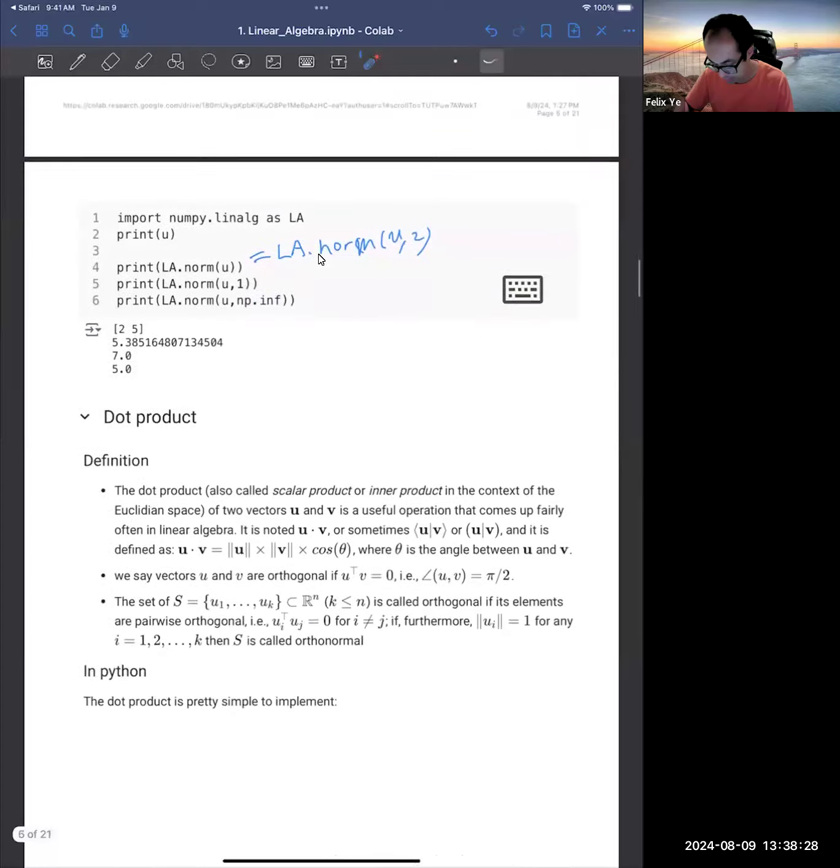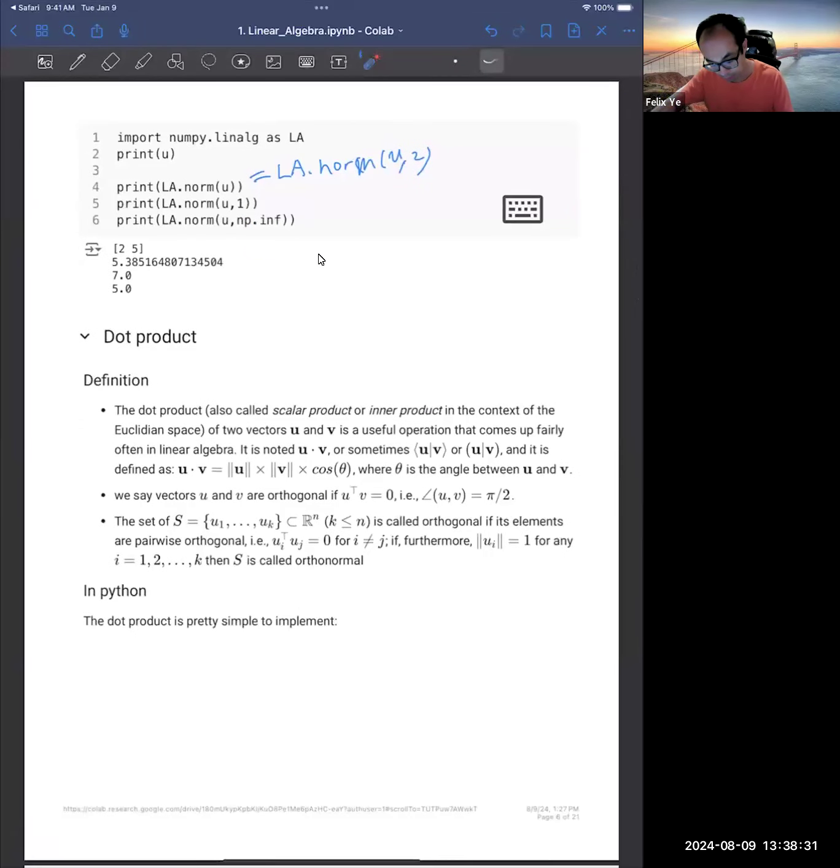Okay, so next is the dot product. The dot product is basically the inner product in terms of Euclidean spaces. It's defined as follows: the norm of U times the norm of V times the cosine of theta, where theta is the angle between U and V. So if this is U, this is my V, and the angle between them is theta.